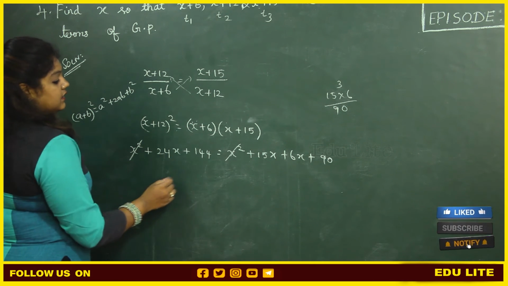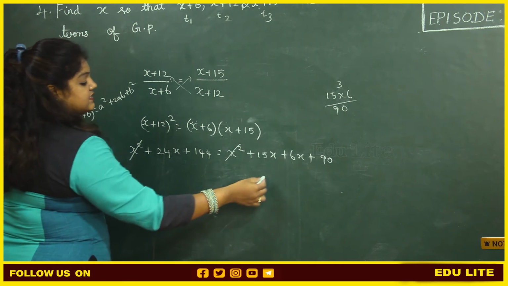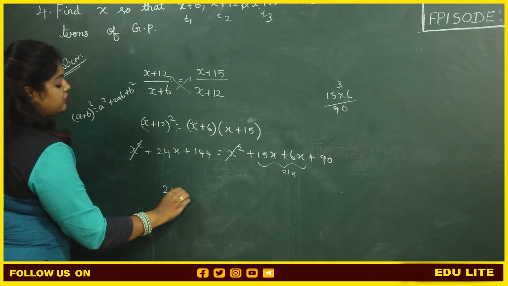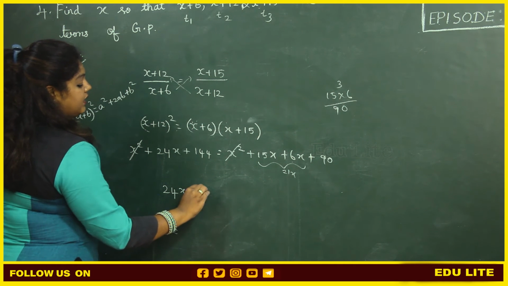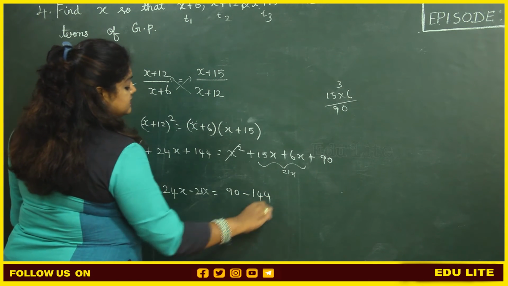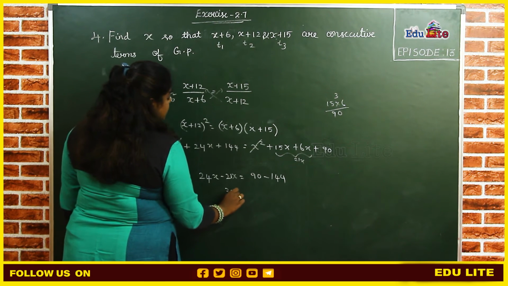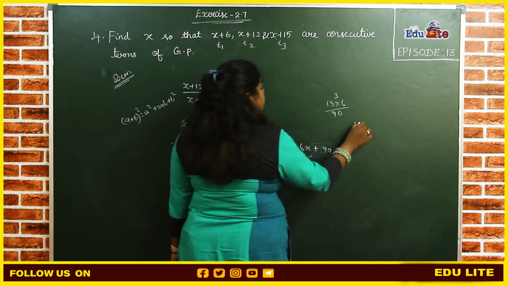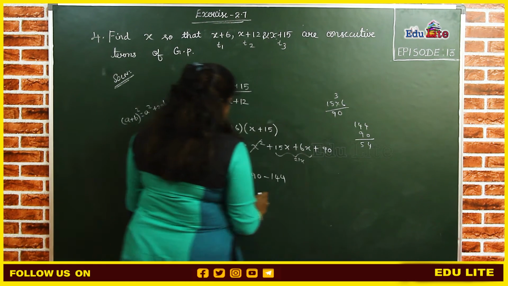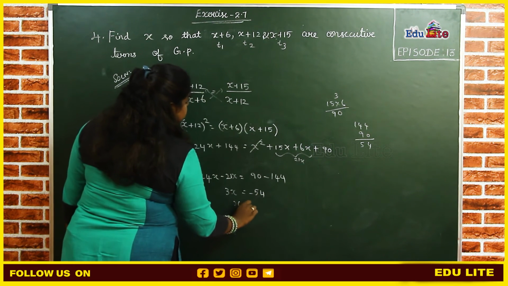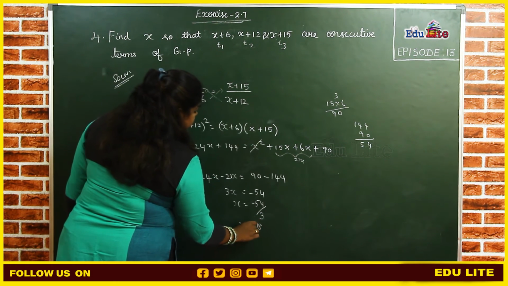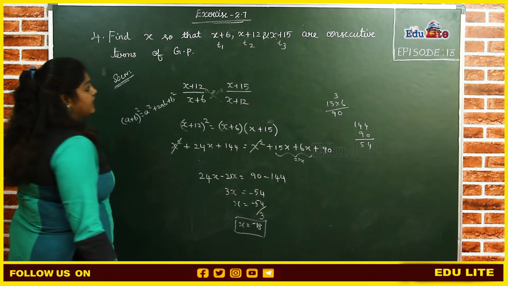Next, on the right hand side, 15 plus 6 is 21x. We will bring it to the other side, therefore 24x minus 21x is equal to 90, 144. I am taking it to the other side. So 24 minus 21 is 3x, which is equal to 144 minus 90, therefore it is minus 54. x is equal to minus 54 by 3, x is equal to minus 18. So thus we have found the value of x.